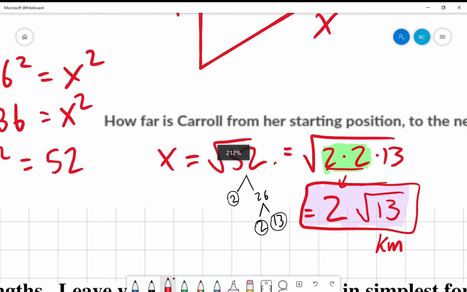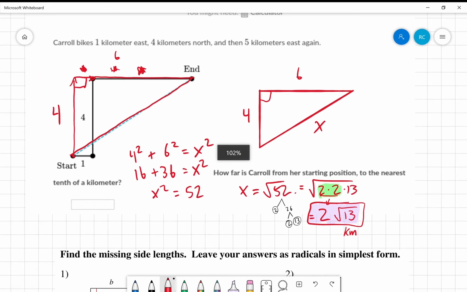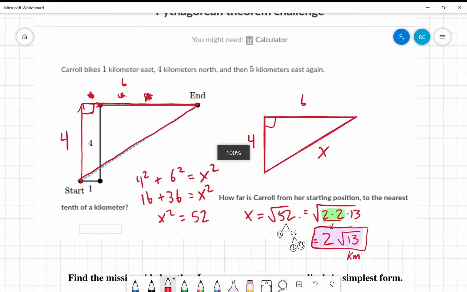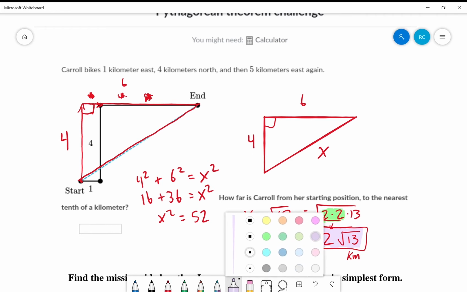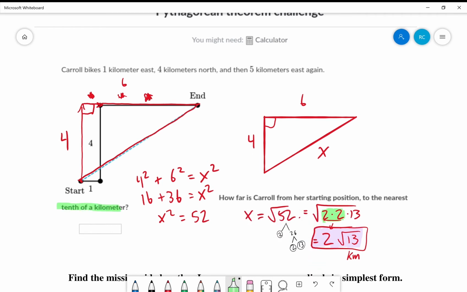That said, looking at the actual problem, it does say to the nearest tenth of a kilometer. So it looks like we're going to have to use that calculator anyway.